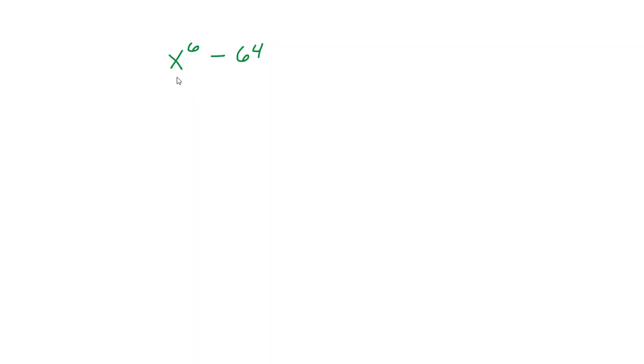Notice that we've got x to the 6th power, and x to the 6th really is x cubed squared. So we have to be suspicious of this. We've got the 64, so let's take that 64 and just break it down. 64, let's see, I'm going to do that.